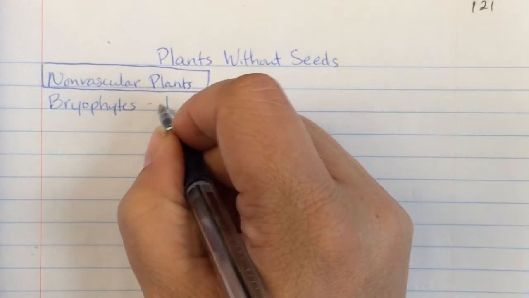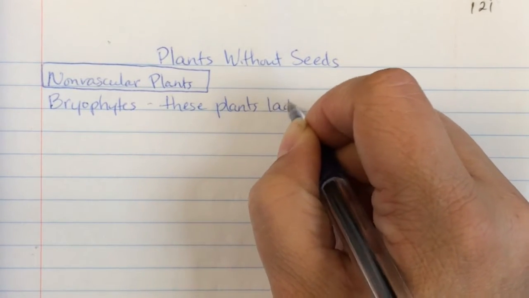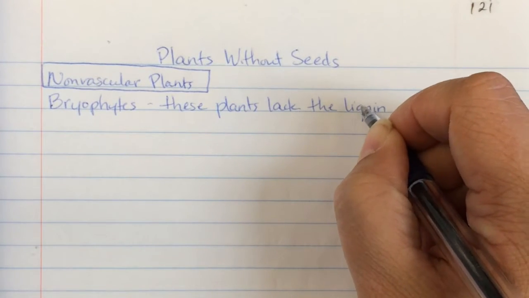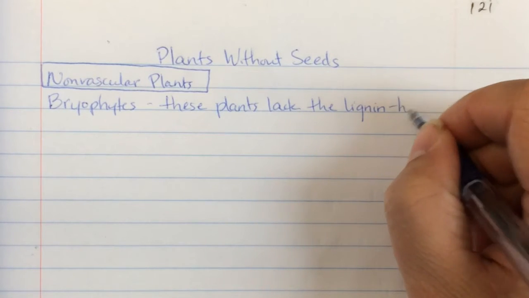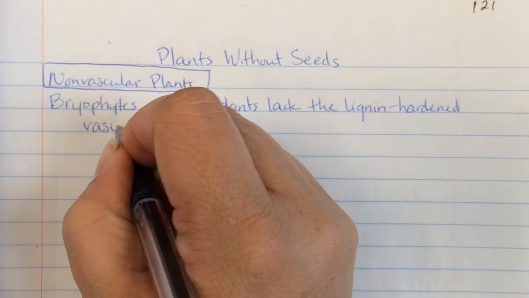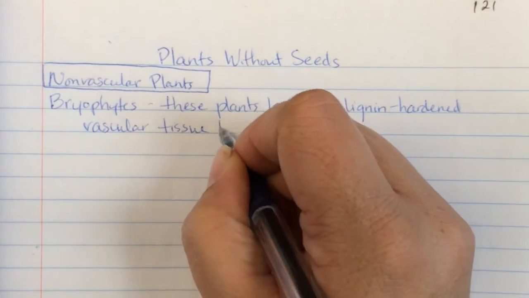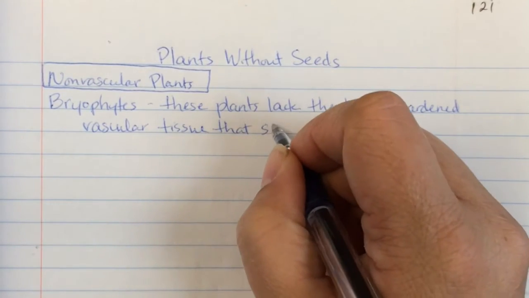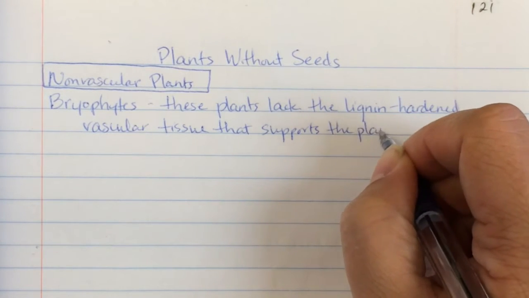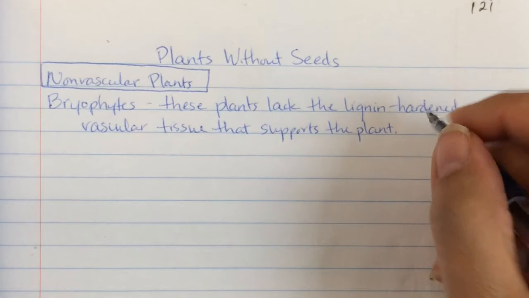These little plants lack the lignin, L-I-G-N-I-N, lignin, hardened vascular tissue that supports the plant. So this is that little extra thick cells that help to keep the plant upright and strong and sturdy.